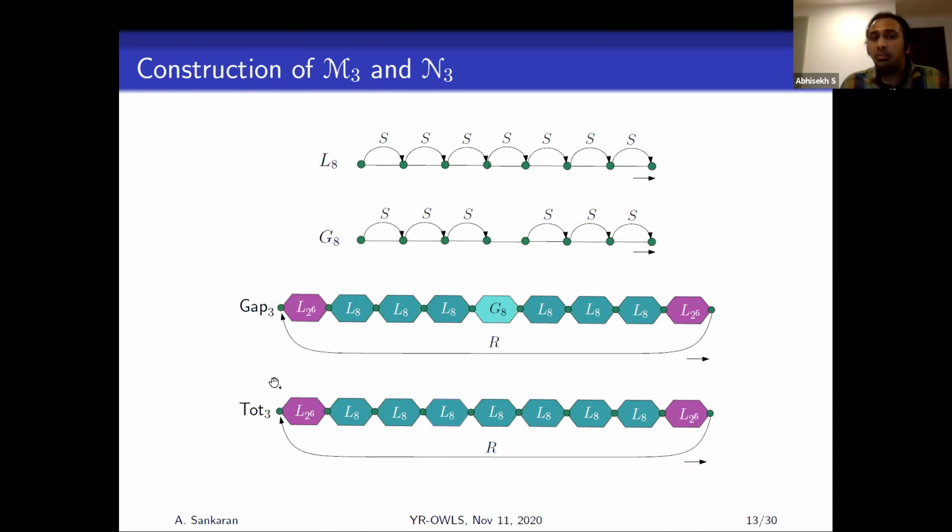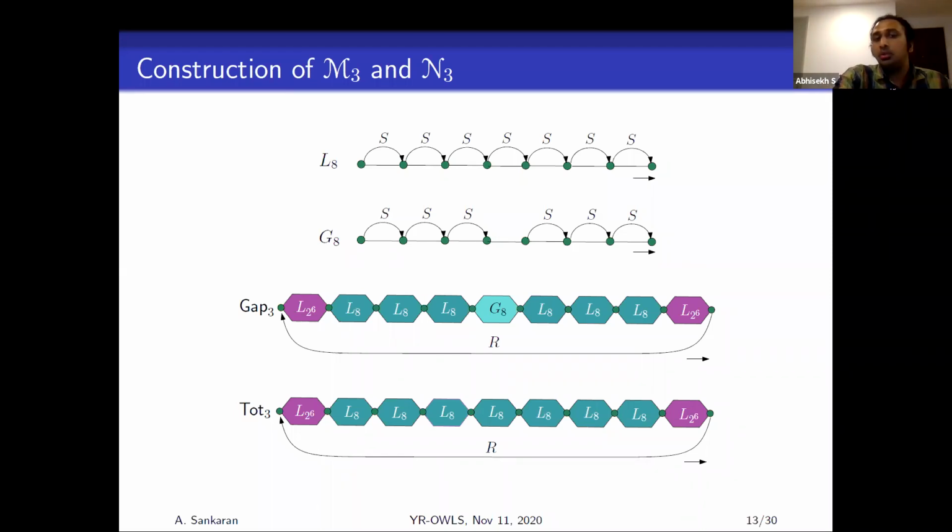Taut 3 is basically obtained by taking a linear order of length 2 to the 6 first, and putting a linear order of length 8 after it, and then pasting them at their ends. So the last point of L2 to the 6 is identified with the first point of L8. This operation is what is called ordered sum. We'll see it more formally later on, but intuitively we can already understand it via the picture.